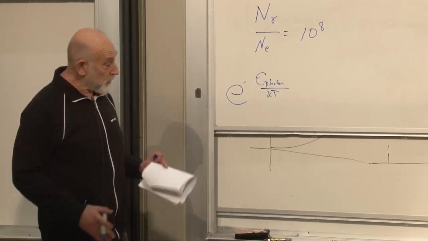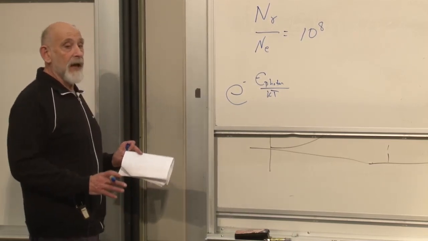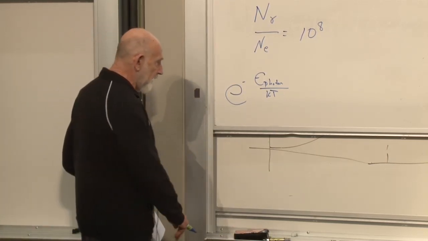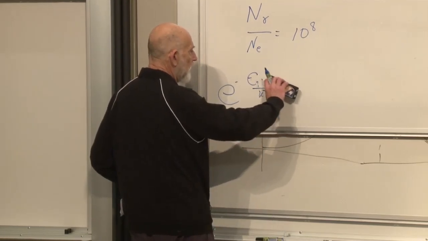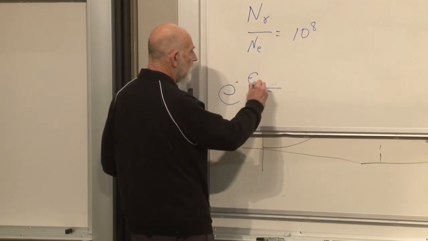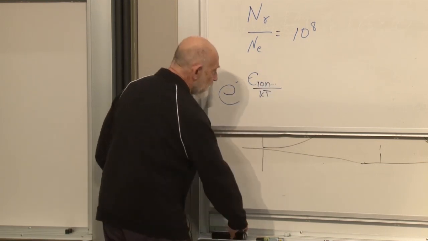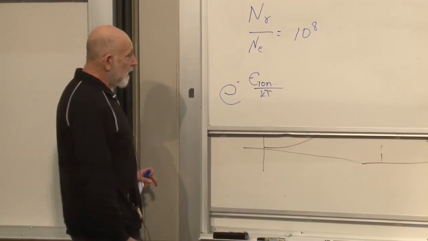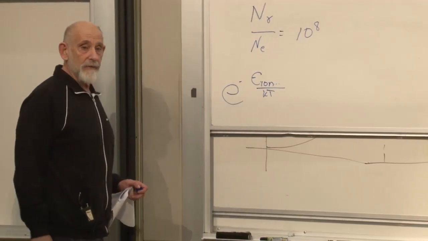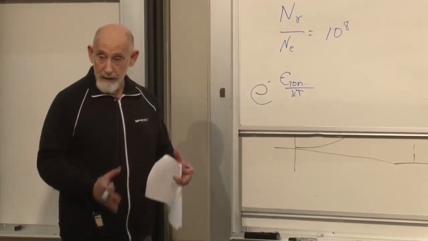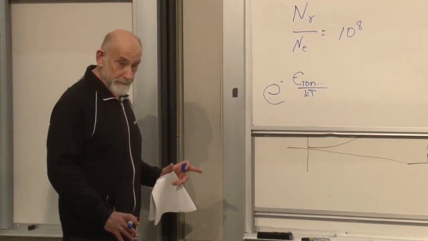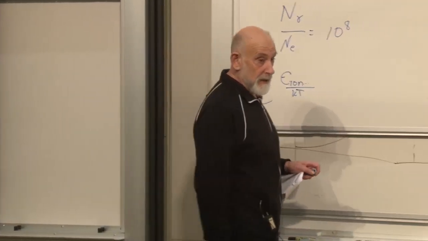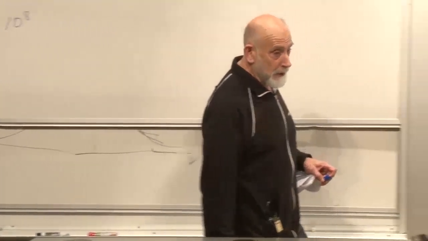So now I can ask the question, what's the probability that a photon has the ionization energy? The ionization energy being 13.5 electron volts. Let's just substitute that in. Epsilon ionization, epsilon stands for energy, is just good old 13.5 electron volts. That's the probability that a given photon has an energy which is big enough to ionize the hydrogen atom. If epsilon is very much bigger than kT, then this is a small, small number, exponentially small.